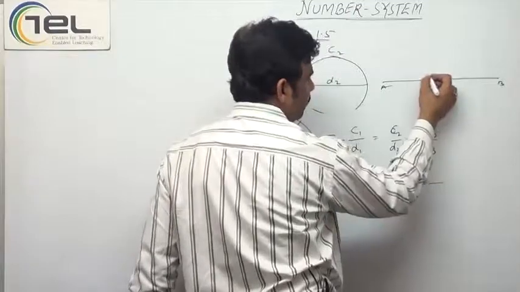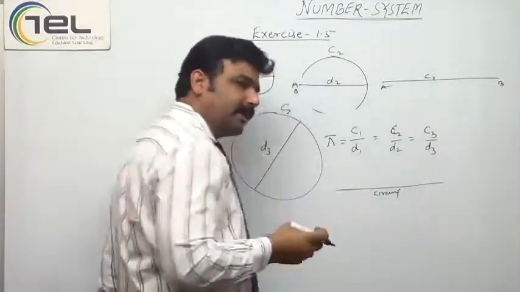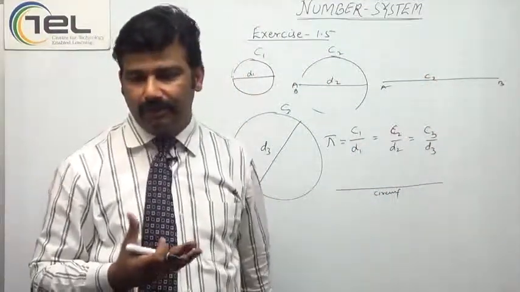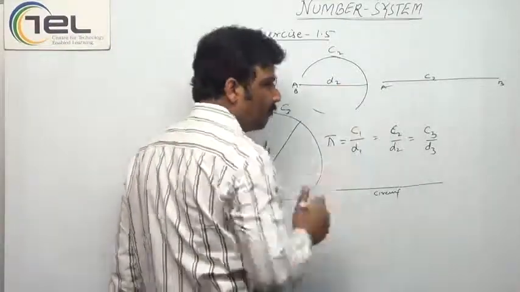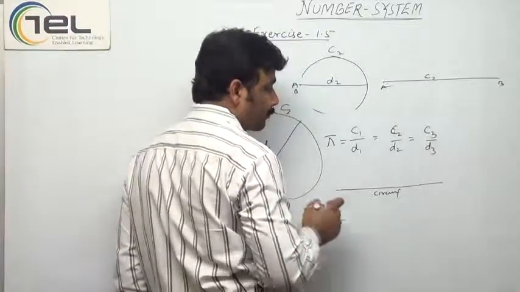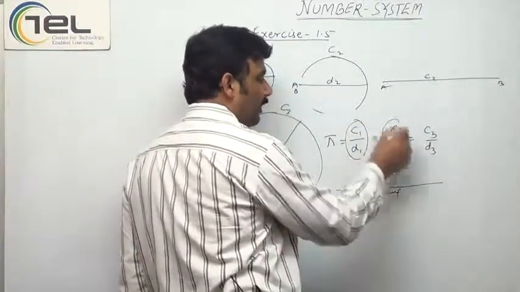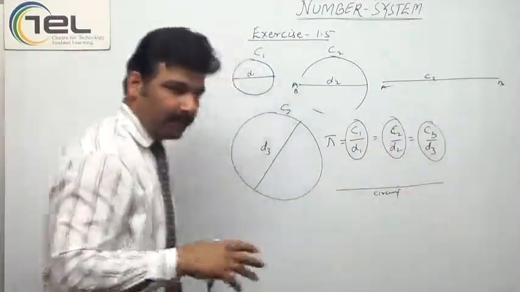Let's say we measure it. This is C2. Will it give me accuracy? No, it is not giving me perfect accuracy. And the same is going on with the diameter also. It is not giving me perfect accuracy. So whatever I have calculated is not perfectly accurate.